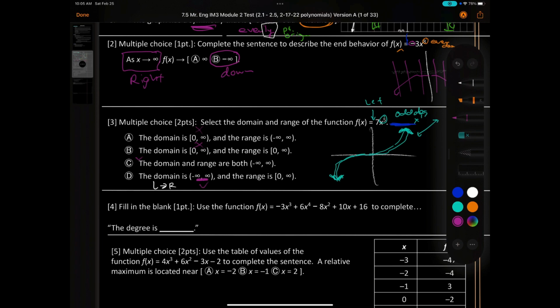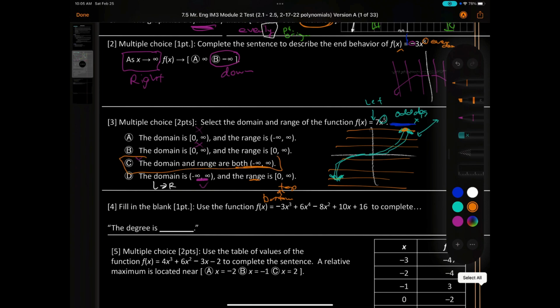The range is going from bottom to top. So as I go along my graph again, I hit the arrow, which means all the negative numbers, and I keep going, and it touches there, which means the graph keeps going up. So that would be negative infinity to positive infinity. And the only one that has that is both of these, so that would be C is our correct answer.